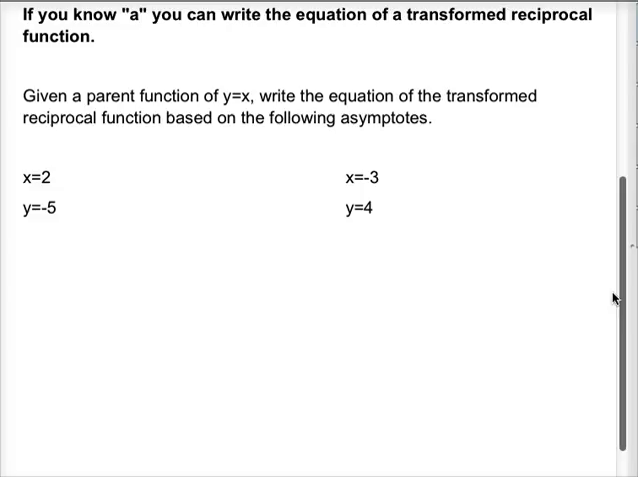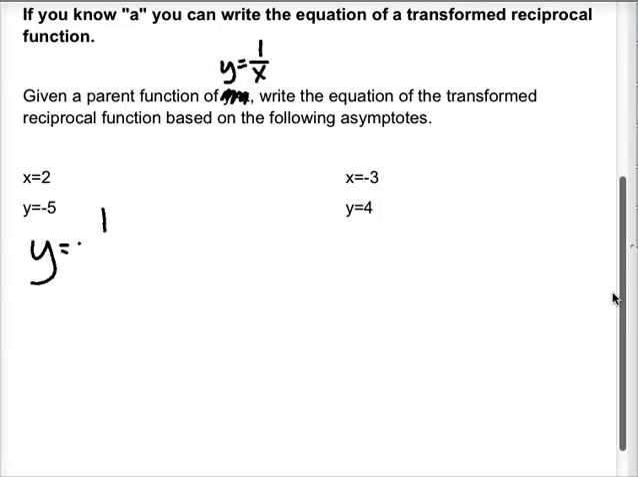So, looking at this, I'm sorry, that should not be the parent function. The parent function should be that. So given the parent function of 1 over x, we want to show how these are transforming, how these are translating. All right? So if I'm given that parent function, and now I have my horizontal and vertical asymptotes given, I can actually go back and write the translated equation. Because think about it.